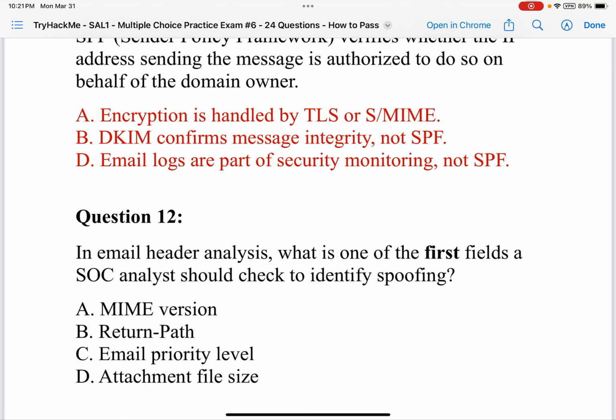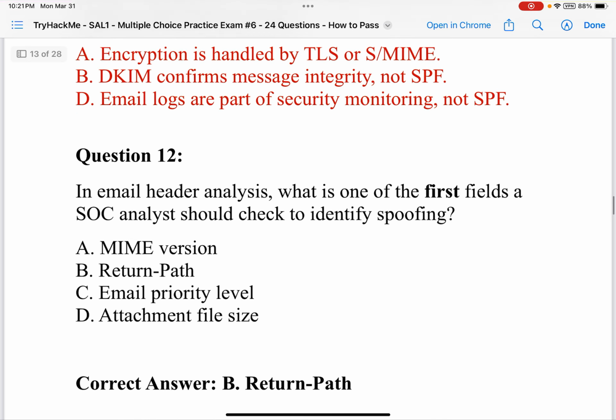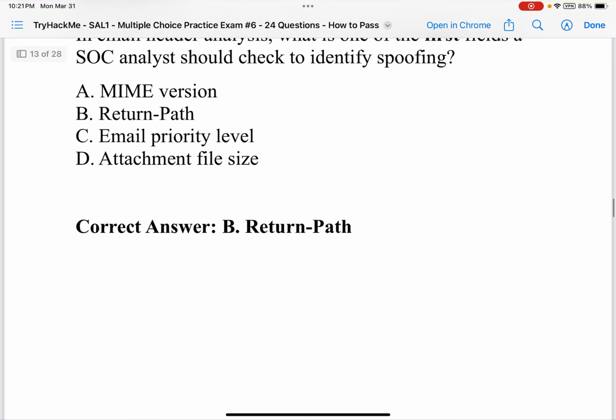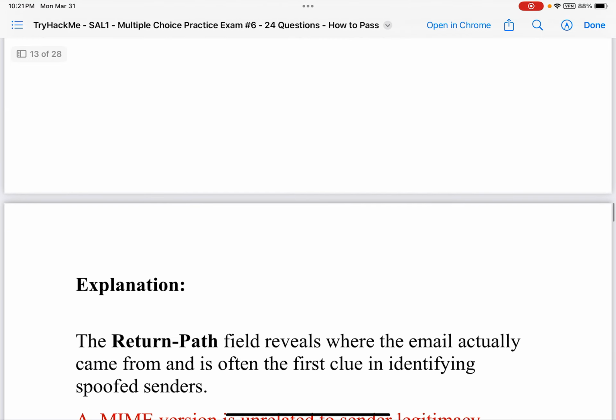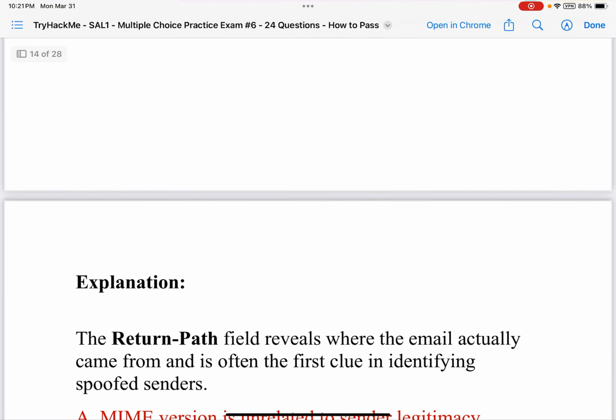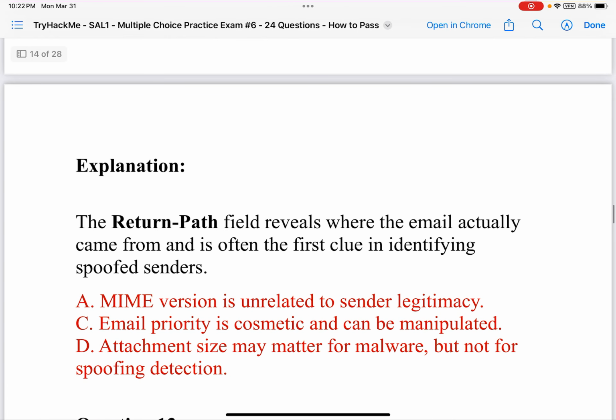B. Return path. C. Email priority level. Or D. Attachment file size. The correct answer is B. Return path. And the explanation: the return path field reveals where the email actually came from and is often the first clue in identifying spoofed senders. And there's red text. You know what to do. Pause the video and read why they're incorrect.